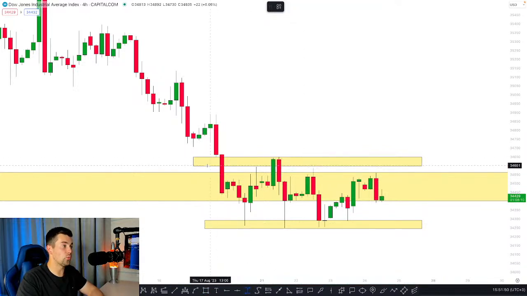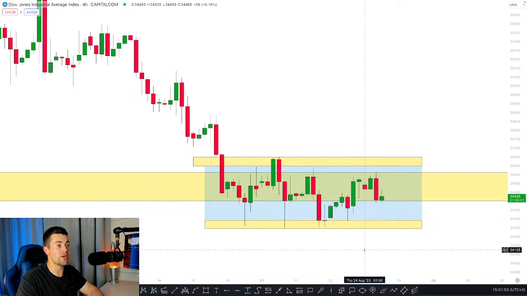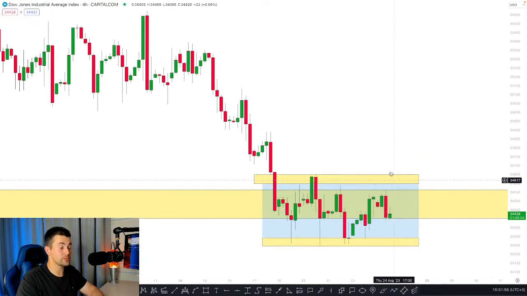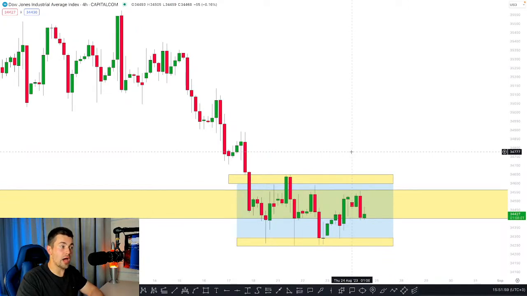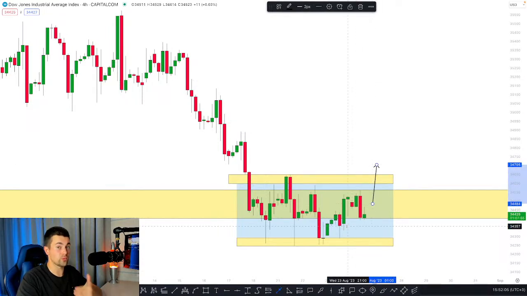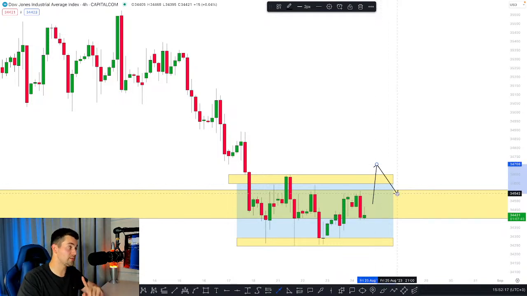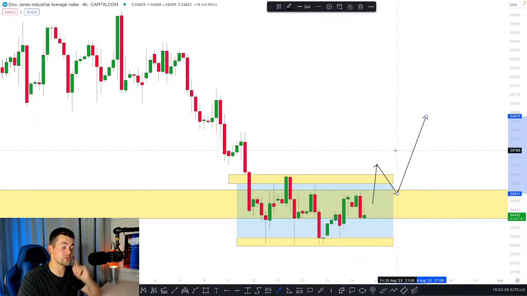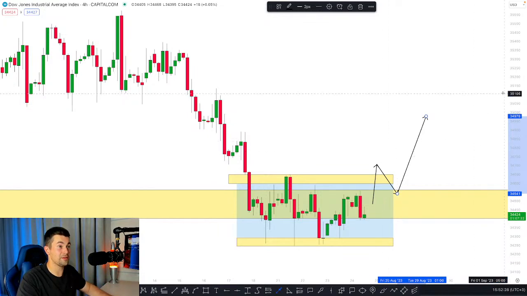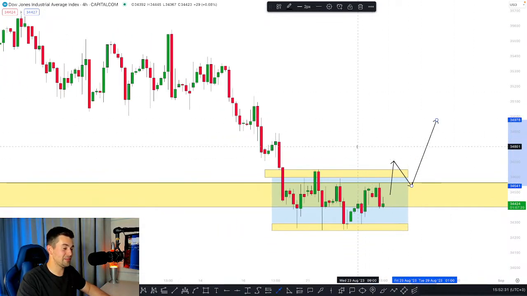You can see that we are trading within that sideways range, and I would suggest waiting for a breakout of the resistance of the range. Yes, your strong bullish confirmation will be a bullish breakout of the resistance of the range. If the price breaks and closes above that, it will be a strong bullish signal, and then we will expect a bullish continuation on the index. Yes, that is the plan for Dow Jones index.